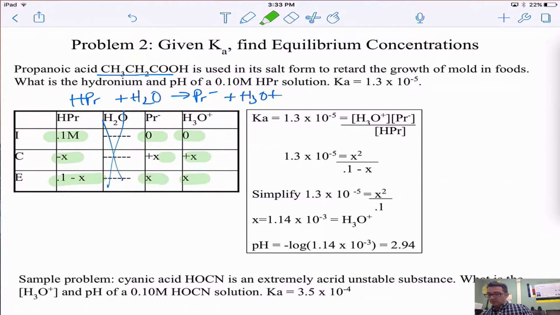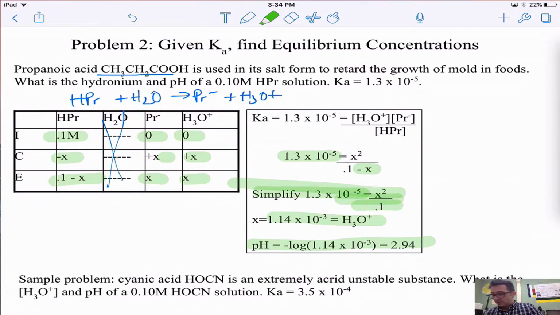Now on the side here I have the work. So I take the Ka, I make it equal to my expression, which is the products over the reactants. I plug in my values, and now I simplify. And remember in equilibrium, we did those problems where we had the 5% rule and we simplified. The x is so tiny, and we could check with the 5% rule later on, but we don't have to. Because generally, when the K is this small, you're going to neglect that x down here, and we're going to just have this simplified setup. So I can solve for x. I get x is 1.14 times 10 negative third. And then I can solve for the pH. The pH is 2.94.